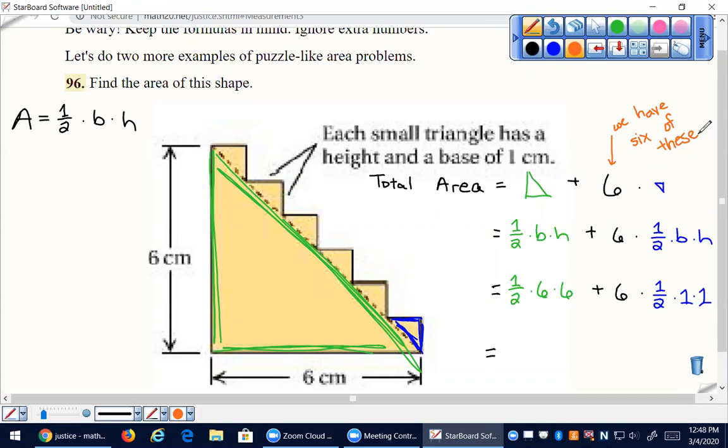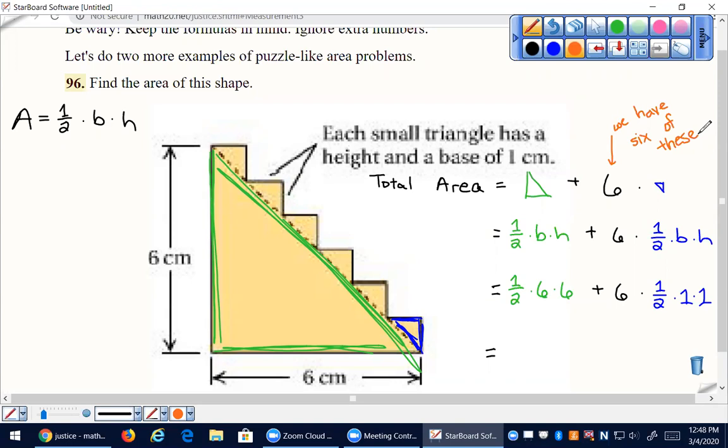Each shape I have to change into a formula. So you're adding 6 because there's 6 of those little ones. There's a 6 times because I have 6 of them. And I could do +1 +1 +1 6 times, right? But that would just be too long.